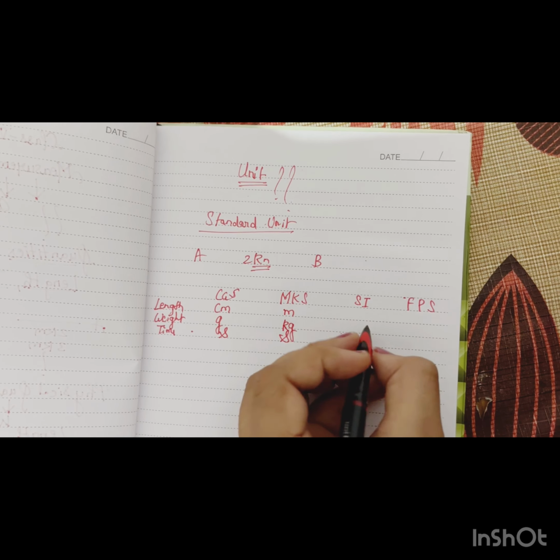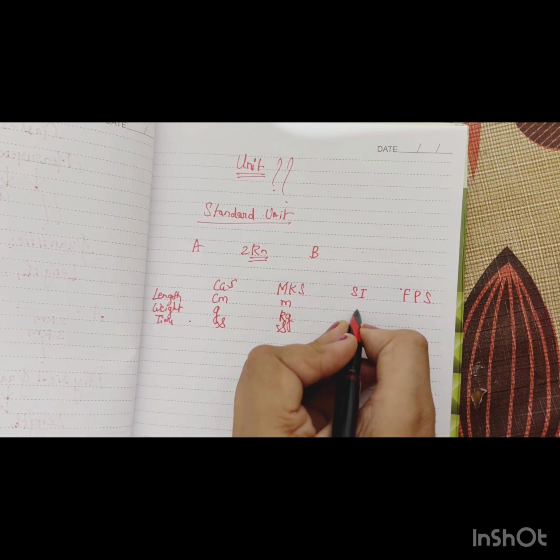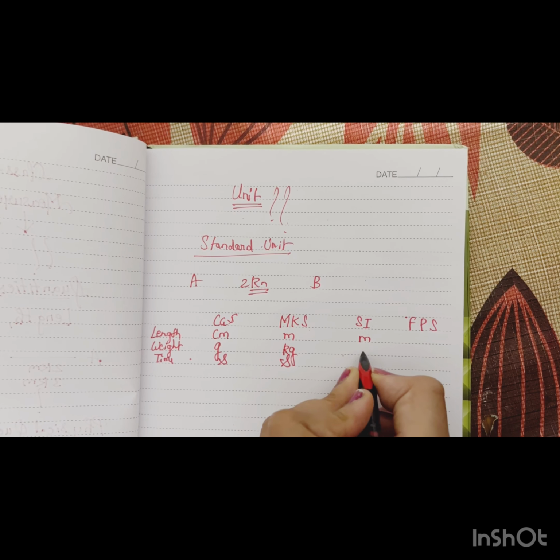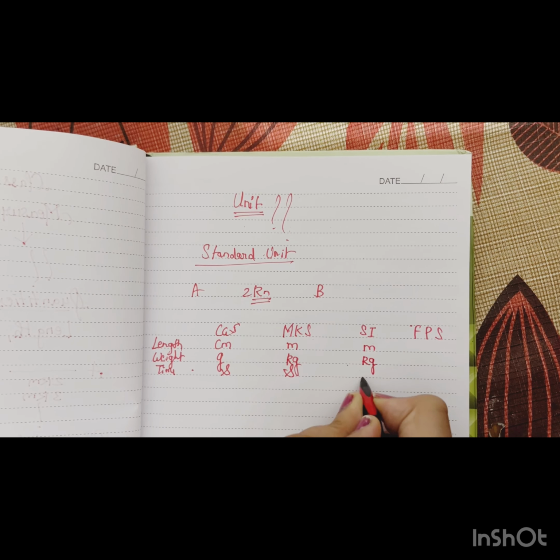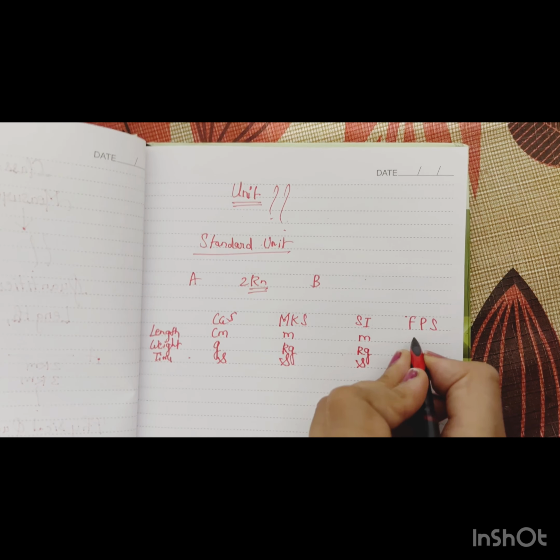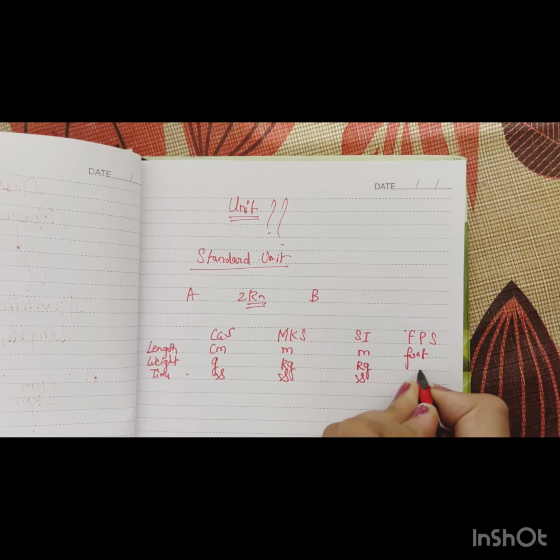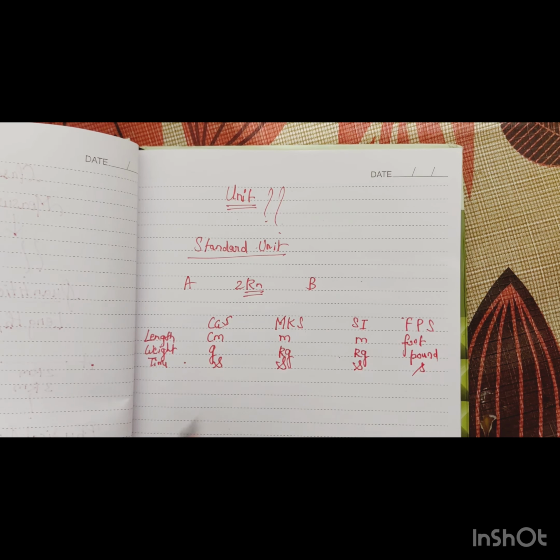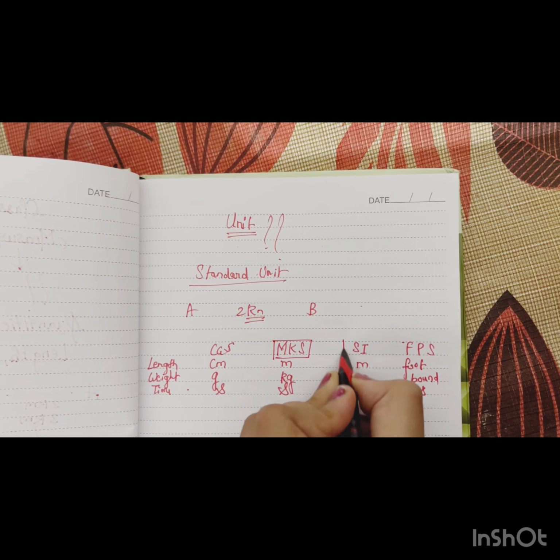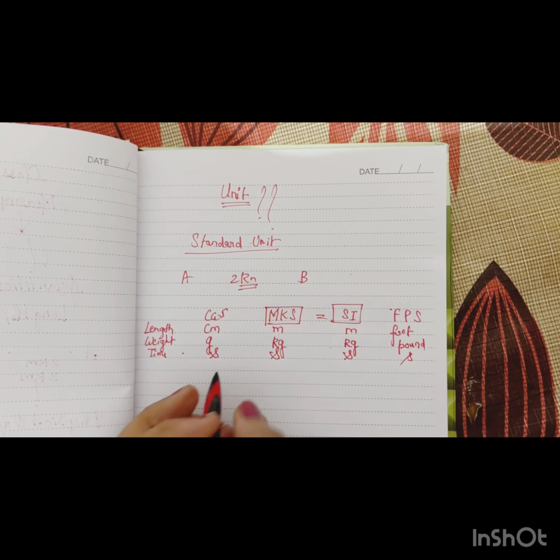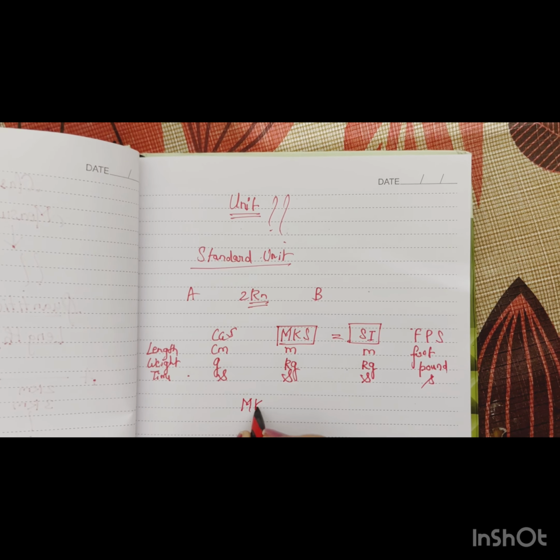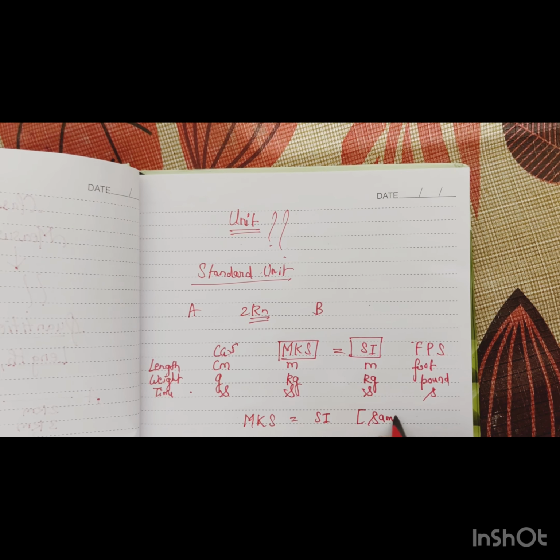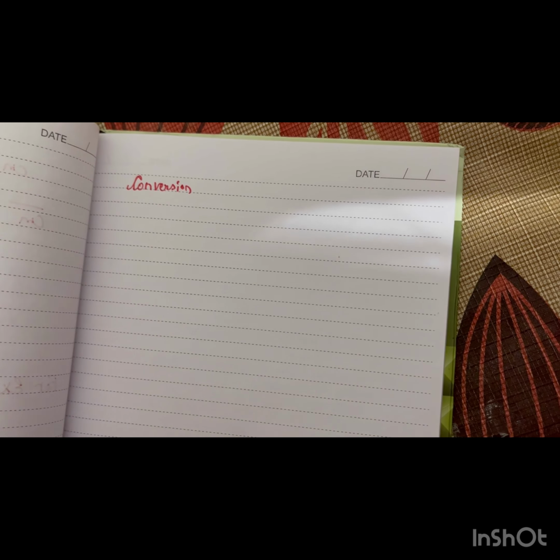Now, in the SI system, length should be measured in meter, weight in kilograms, and time in second. In the FPS system, length is measured in foot, weight in pound, and time in second. So we can say that the MKS system and SI system are the same. Now conversion you have studied in many classes.